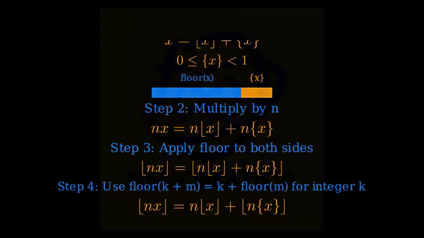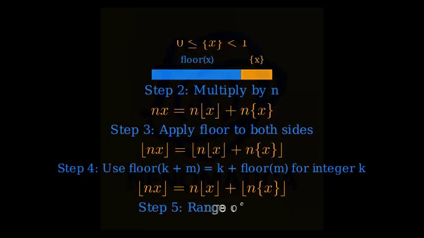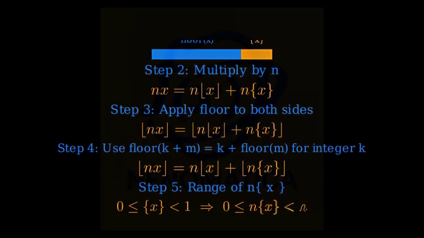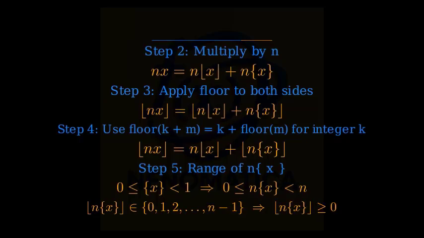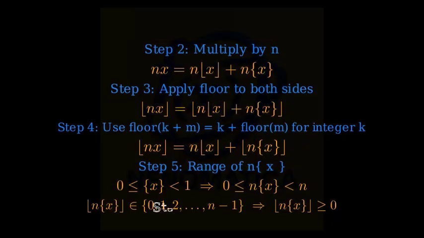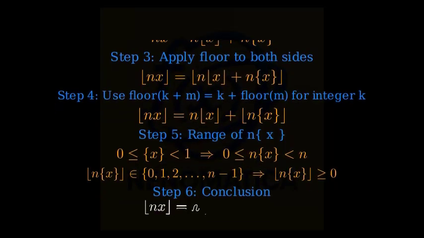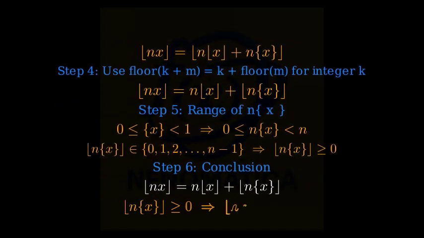Step 5. We already know the fractional part is between 0 and 1. Therefore, 0 is less than or equal to n times the fractional part, which is less than n. The floor of n times the fractional part must then be an integer from 0 up to n minus 1, which is always greater than or equal to 0. Step 6. From our result, floor of nx equals n floor of x plus floor of n times the fractional part. Since this extra term is at least 0, we conclude floor of nx is greater than or equal to n times floor of x.